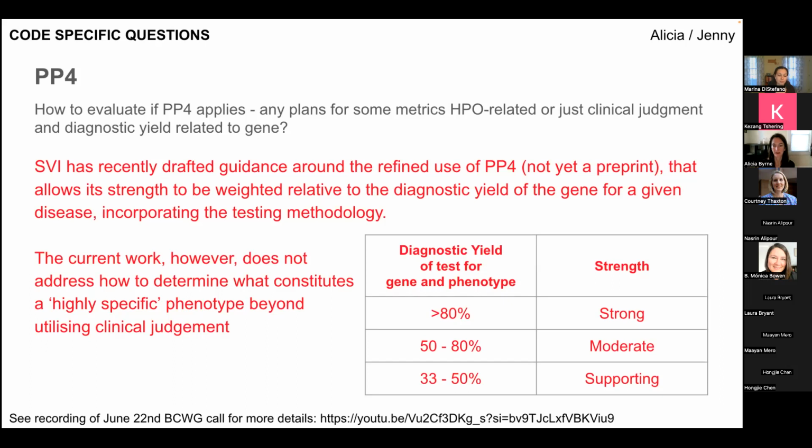And so this box on the bottom right-hand corner is the strength that we've assigned, or are recommending assigning, based on the diagnostic yield for the gene and phenotype. Les Biesecker, who co-chairs SVI, as well as being part of this working group, actually presented on this in quite some detail in our June 22nd call. The recording for that is up online, so you can watch that for more details. But essentially, this box in the bottom right is how PP4 can be applied.